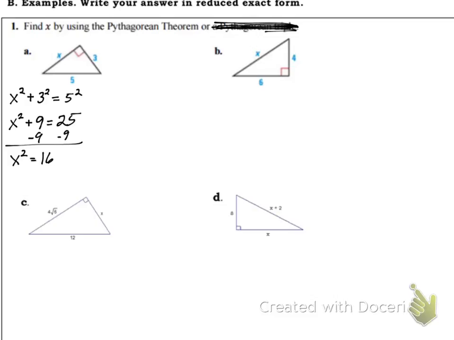I already asked Mary. Yep. I'm just going to take the square root of it. Am I allowed to take the square root of one side?